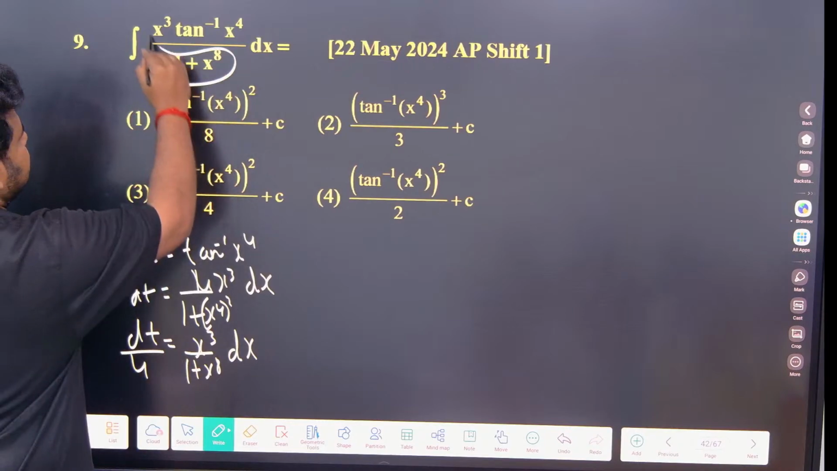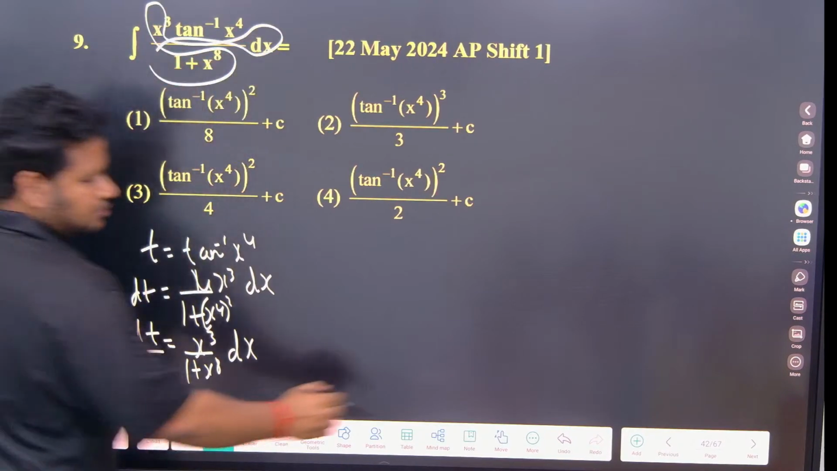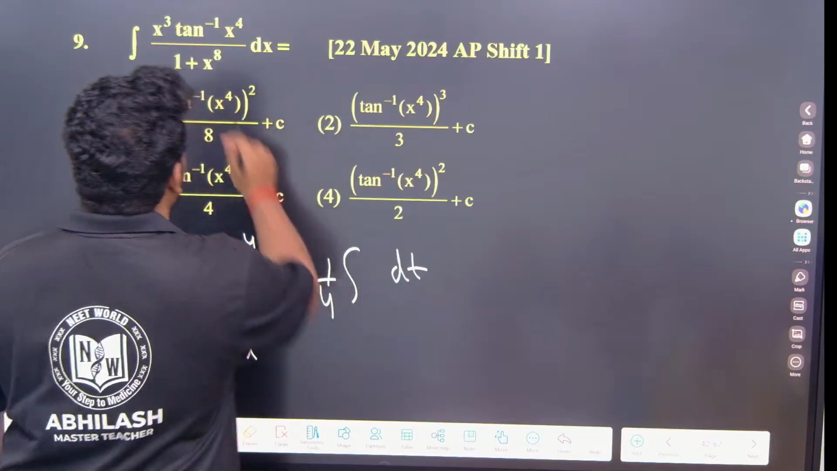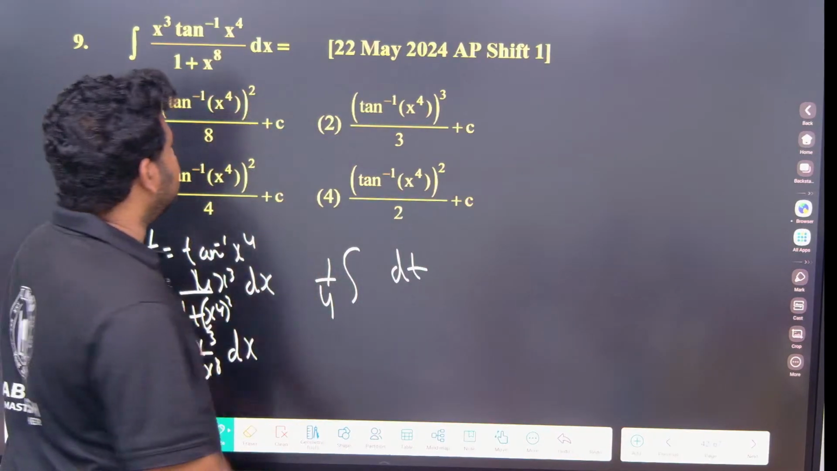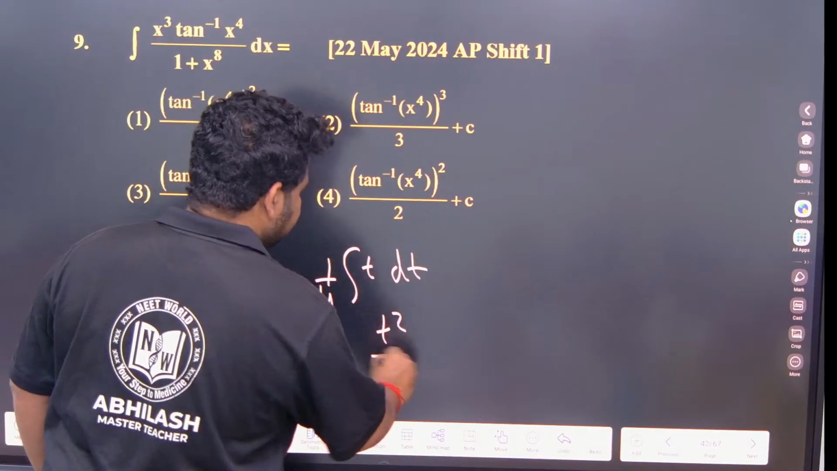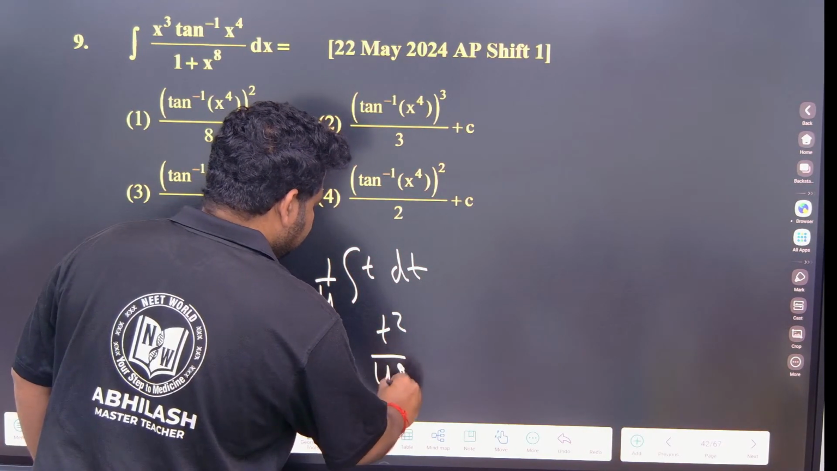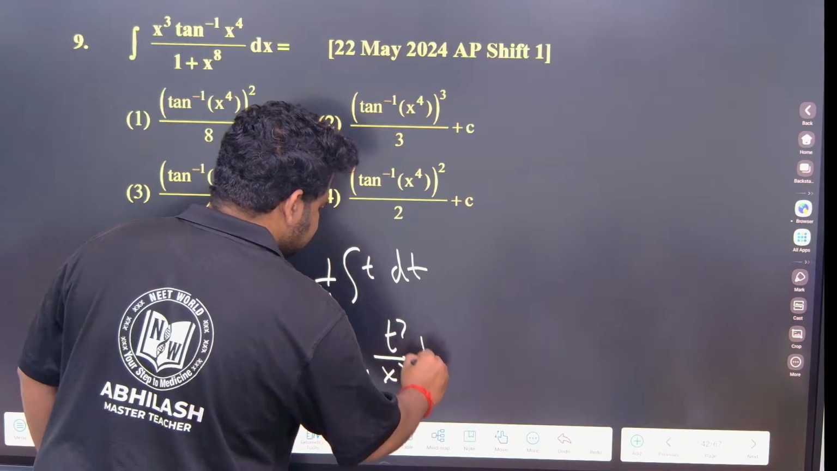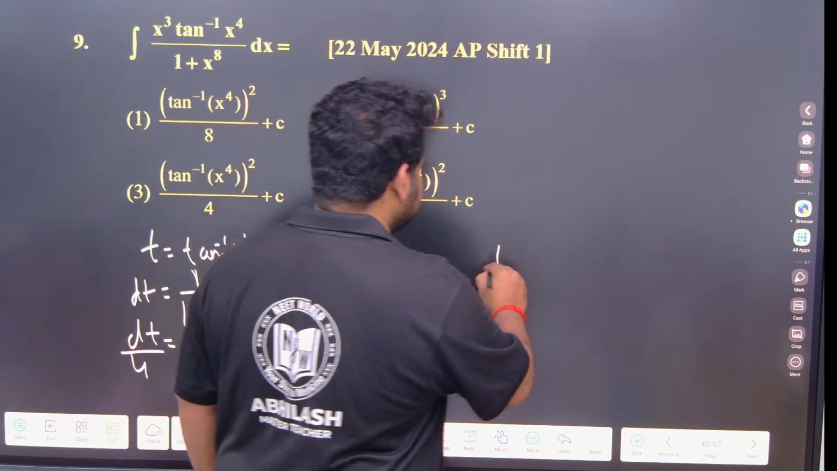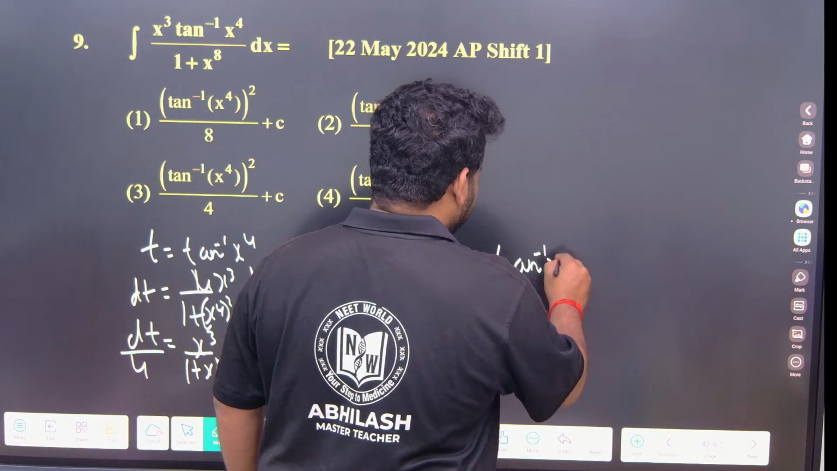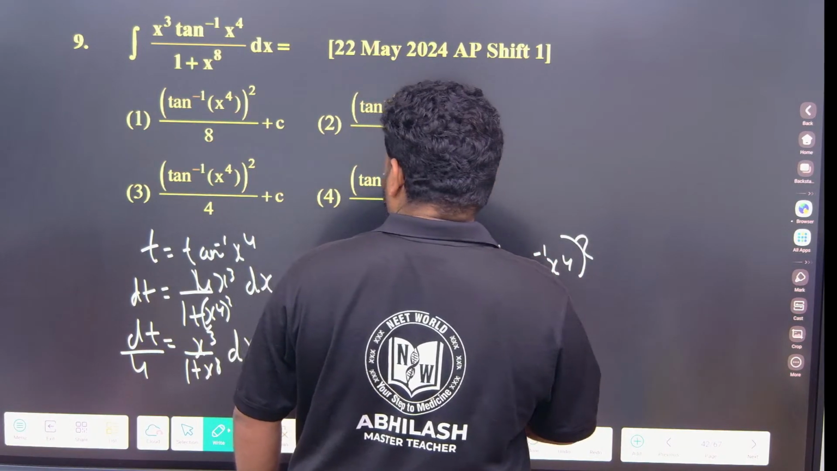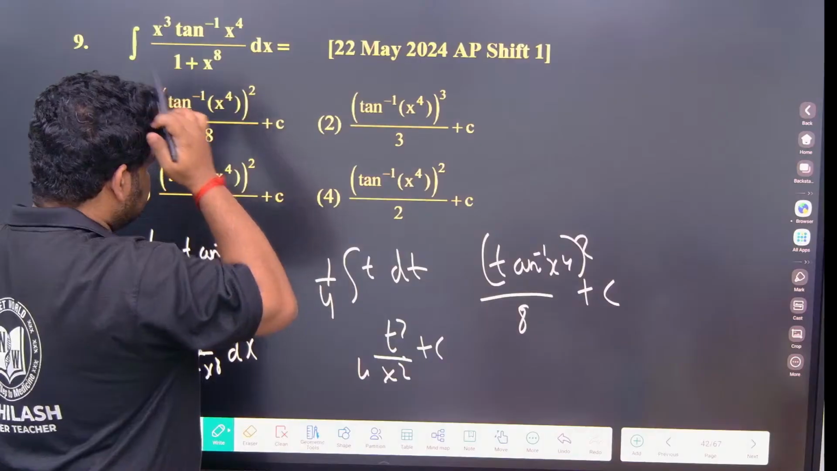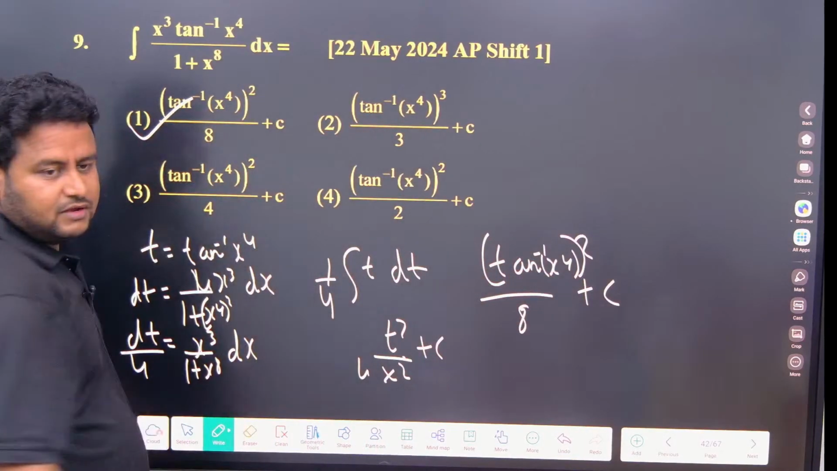So this entire thing along with this will become dt by 4. So that will become the integral of dt by 4, 1 by 4. This I took as tan inverse of x power 4, I took it as t. So this will become t square by 2 into 1 by 4, I can write it as t square by 4 into 2 plus c. Correct? Now t square is what? Tan inverse of x power 4 whole square by 4 into 2, which is 8, plus c. Which option? Tan inverse of x to power 4 whole square. That is the first option. Very simple, first option.